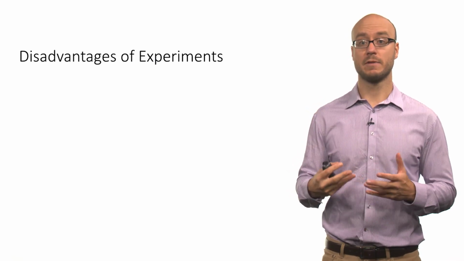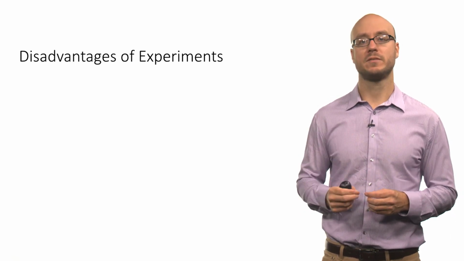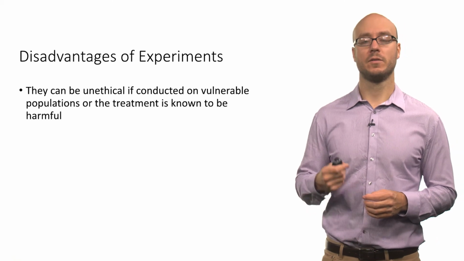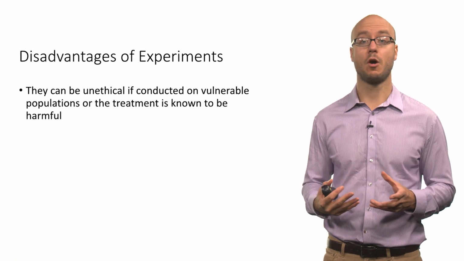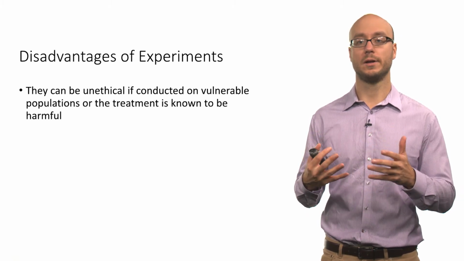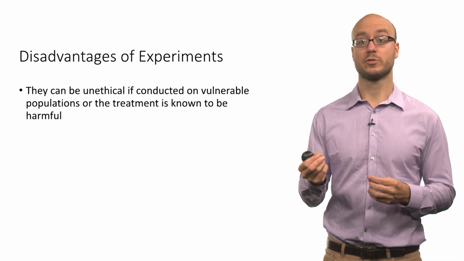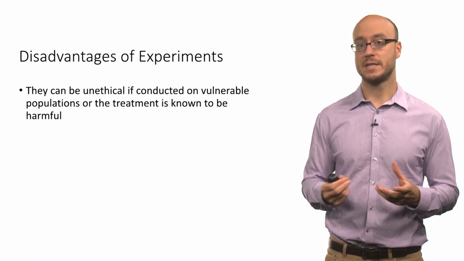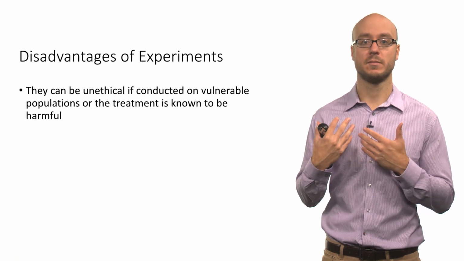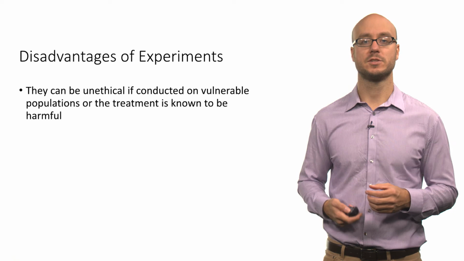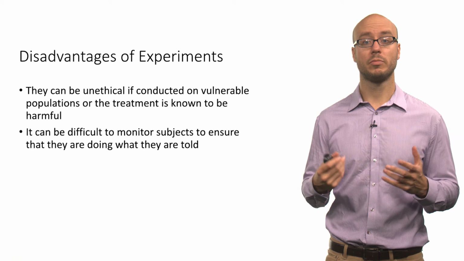So it might seem like experiments are great, because why don't people always conduct experiments and not do observational studies at all? Well, there are some major disadvantages with experiments. First of all, they can be unethical, especially if you conduct them on vulnerable populations or if the treatment is known to be harmful. Suppose you took a sample of people living in wealthy neighborhoods and said, okay, the treatment is going to be moving you to a poor neighborhood. Well, is that ethical? Because living in a poor neighborhood can be very harmful to people's mental well-being, as many sociologists have documented.